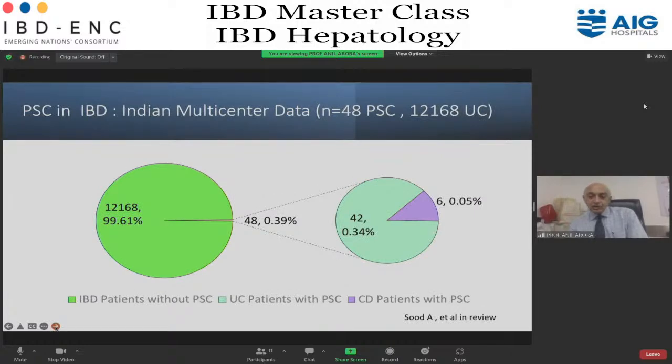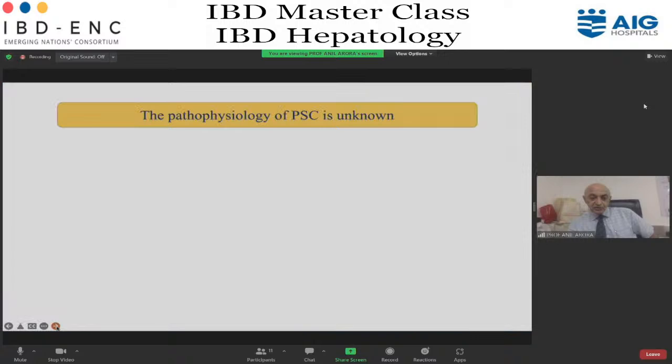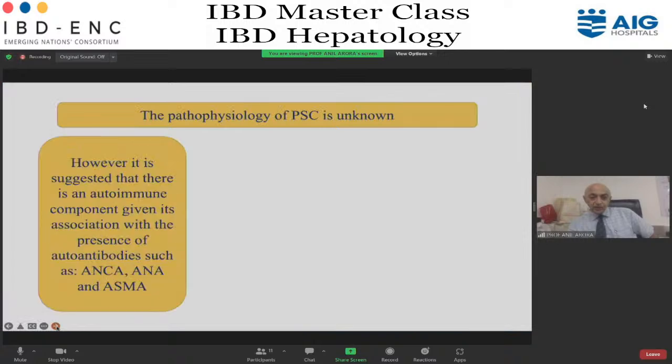This is the data, still in review, given by Dr. Ajit Sood. Among 12,000 patients in India, the occurrence of PSC is dismally low, 0.39%. That is good news for India. And if you look at the composition of Crohn's disease versus ulcerative colitis in causation of PSC, two-thirds of the patients with PSC have ulcerative colitis, and Crohn's disease accounts for only 20% of the patients. Again, repetition of the same thing: you need to have either a pancolitis, backwash colitis, or rectal sparing. This is the phenotype of primary sclerosing cholangitis in patients who have a concomitant inflammatory bowel disease and PSC.